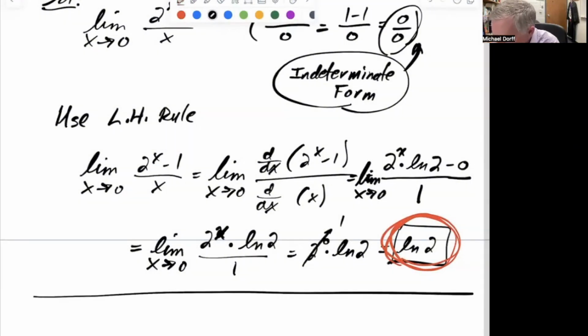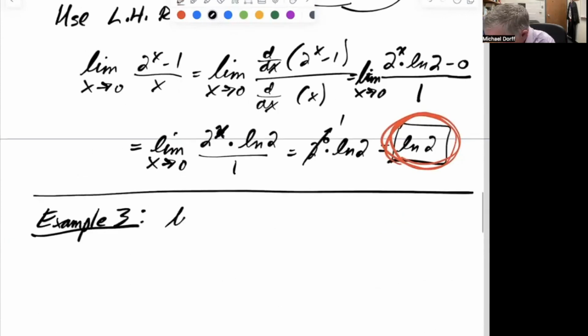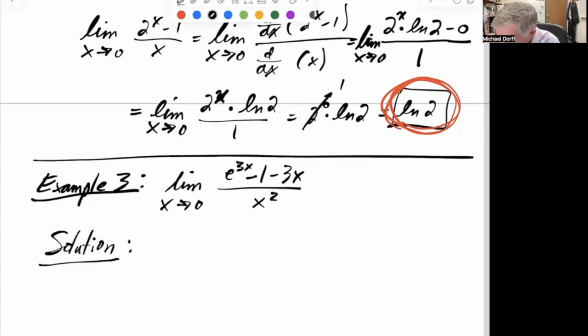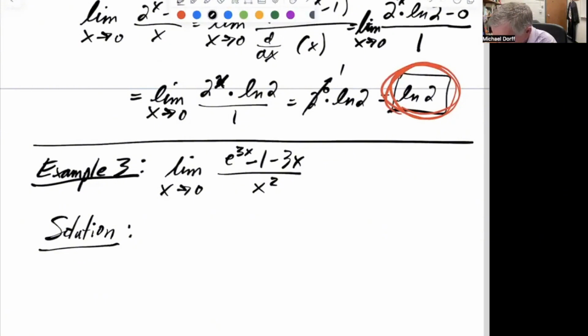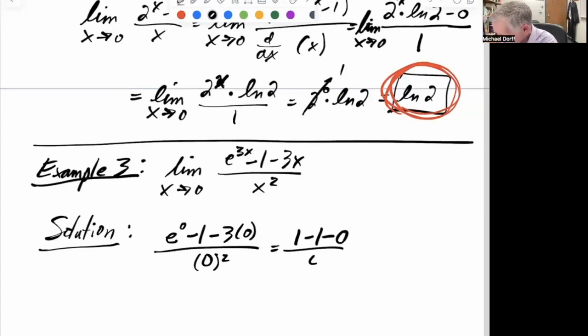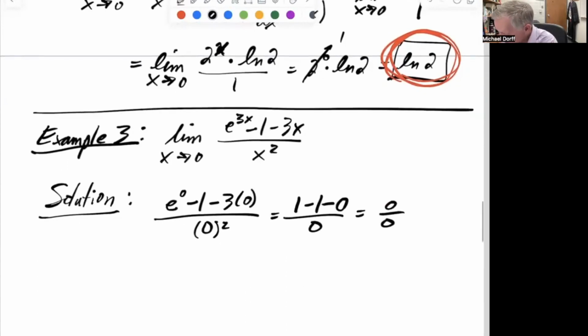All right, let me give you a little bit harder example of L'Hopital's rule. So example 3, let's look at the limit as x goes to 0 of (e^(3x) - 1 - 3x) over x squared. On this one, if I do direct substitution, x is going to 0, so I get e to the 0 power minus 1 minus 3 times 0, and in the denominator, I get 0 squared. e to the 0 is 1, so I have 1 minus 1 minus 0, which is 0 over 0. So it's an indeterminate form of 0 over 0.